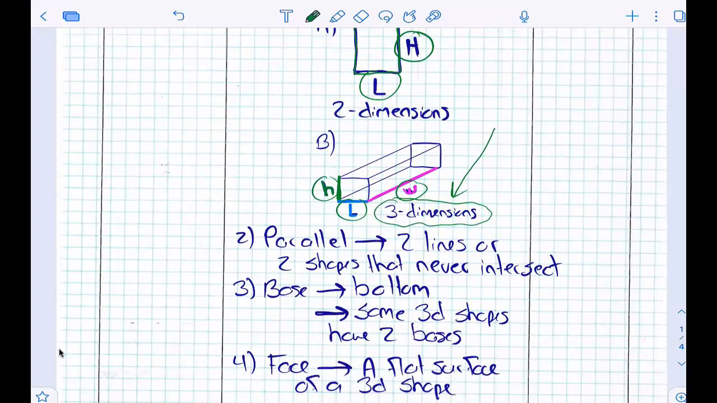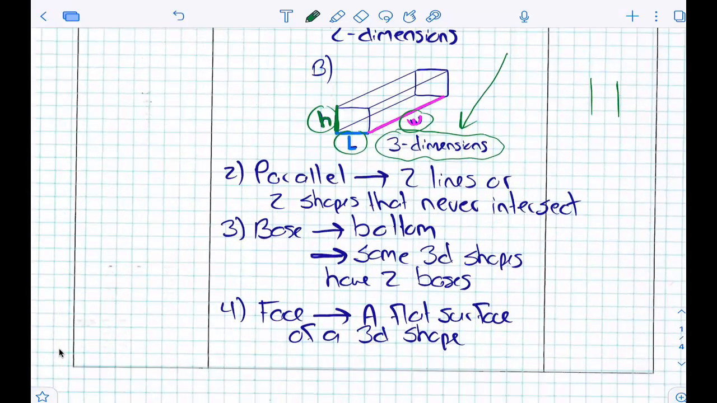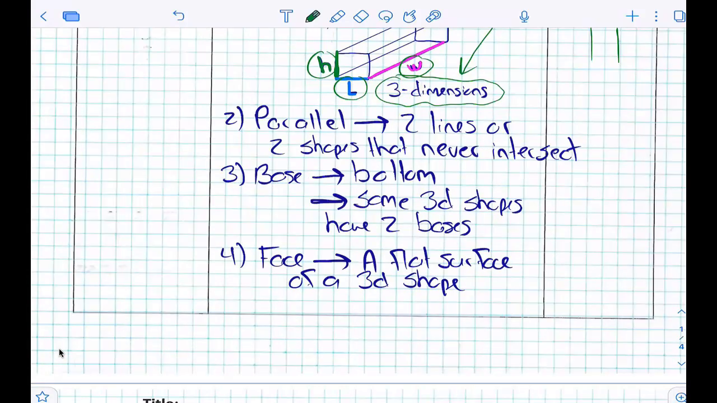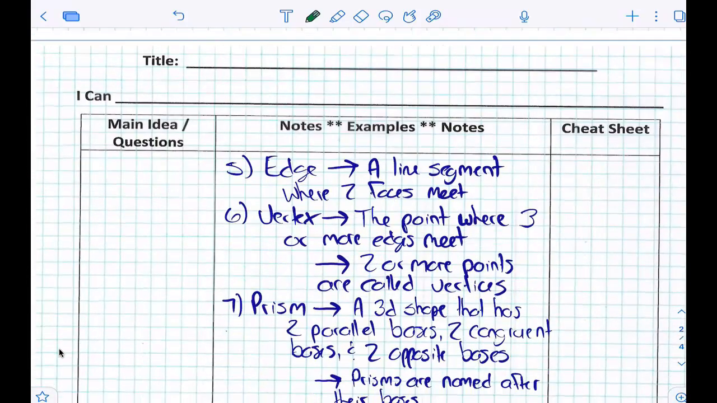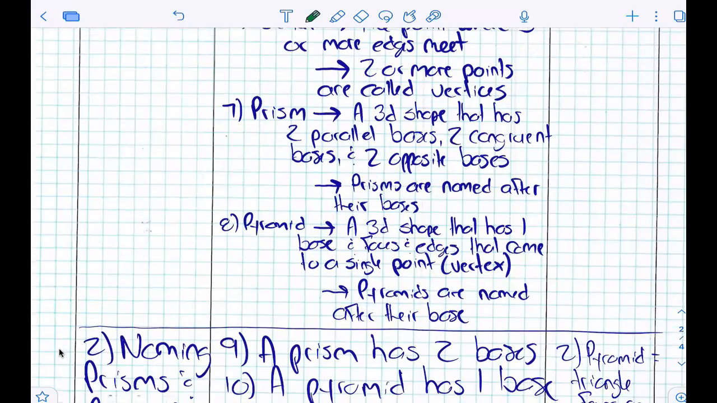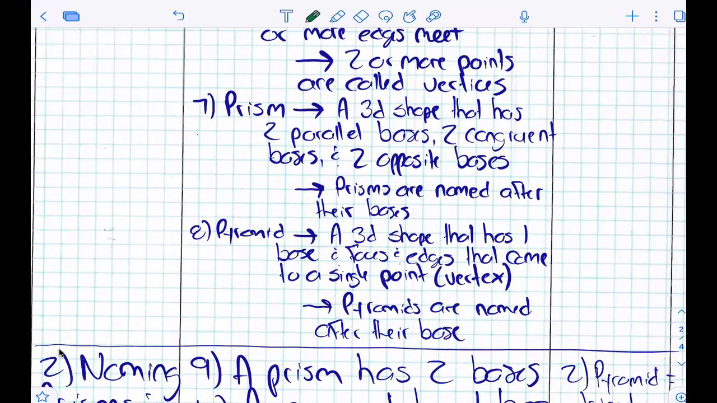All right, so we know parallel lines are like this and they never intersect, right? Yes. Can shapes also be parallel? Yes. Base means bottom. Face means a flat surface of a 3D shape. We'll talk about those a little bit. Edge, vertex, we're going to come back to those. Prism. Okay, here we go. You guys ready? This is a big one.